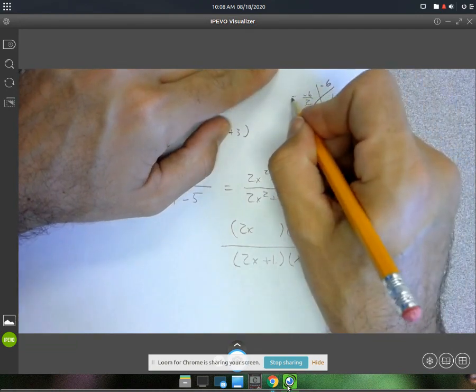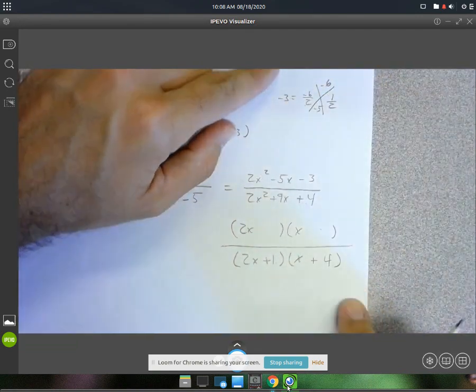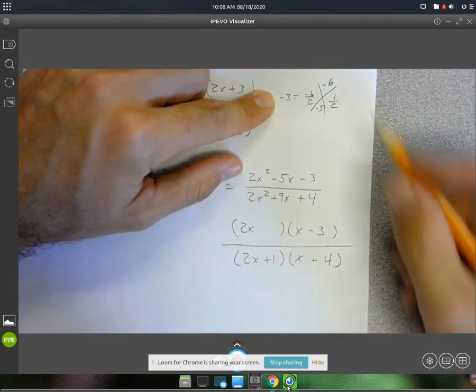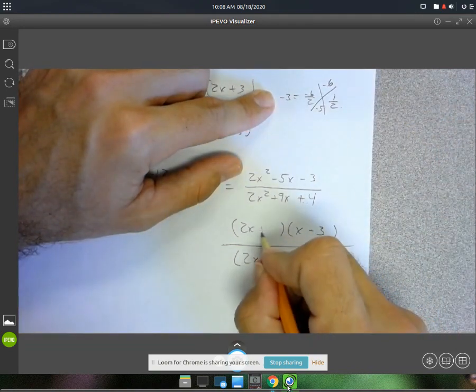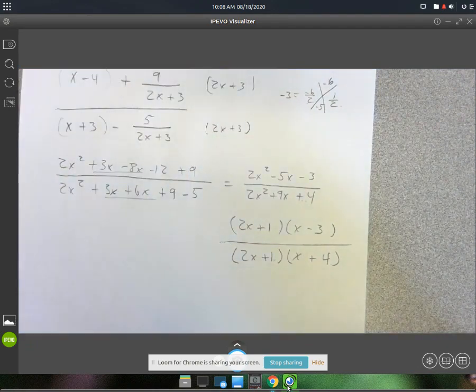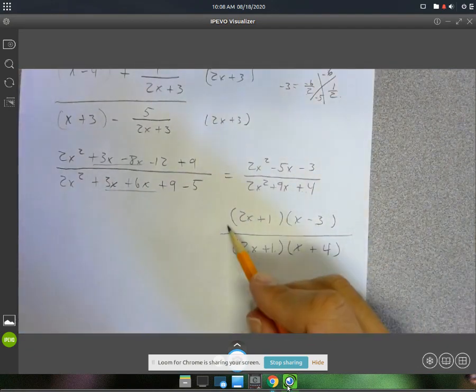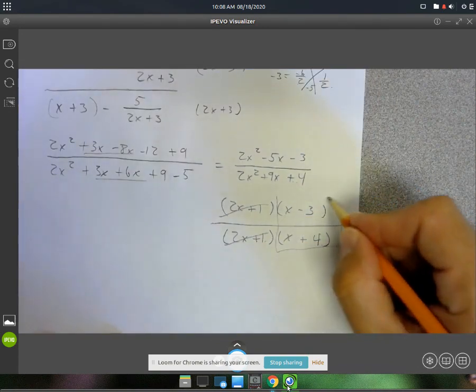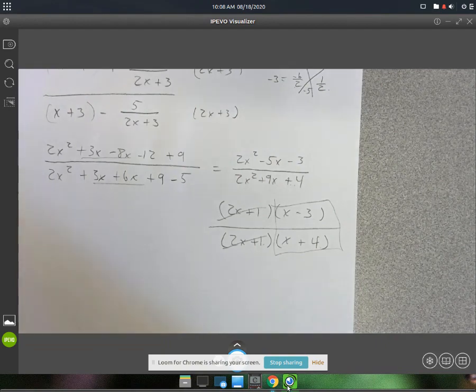This one is going to be a negative 3. So we would have an x minus 3 as one of the factors, and this one's going to be 2x plus 1. Oh, okay, so we do have a factor that cancels. Good. Glad we checked. All right, that cancels with that, and we're left with x minus 3 over x plus 4. Good.